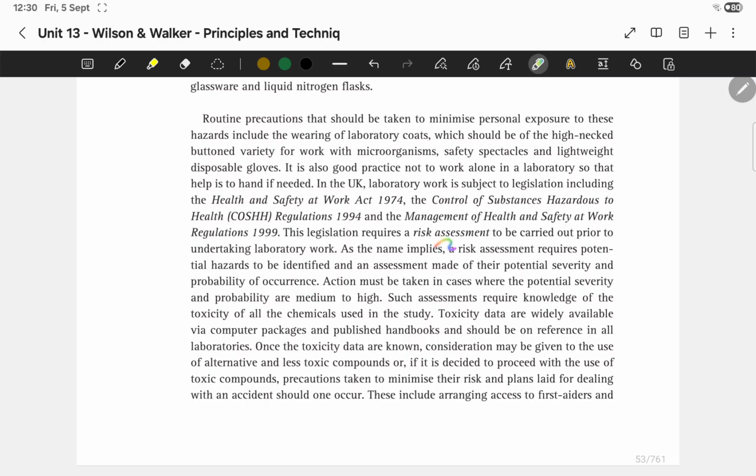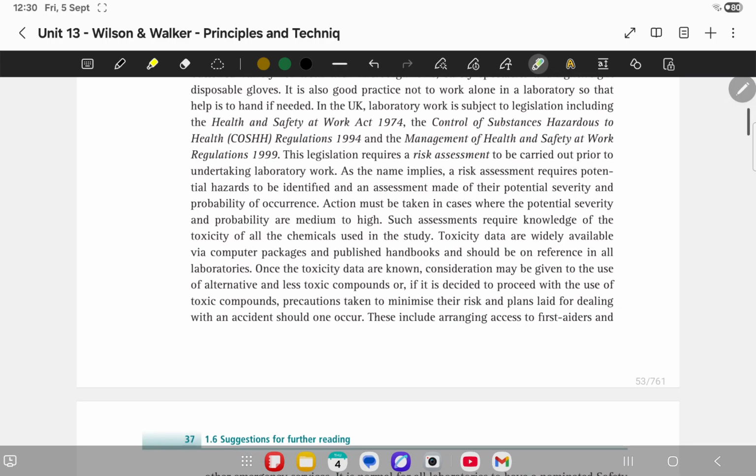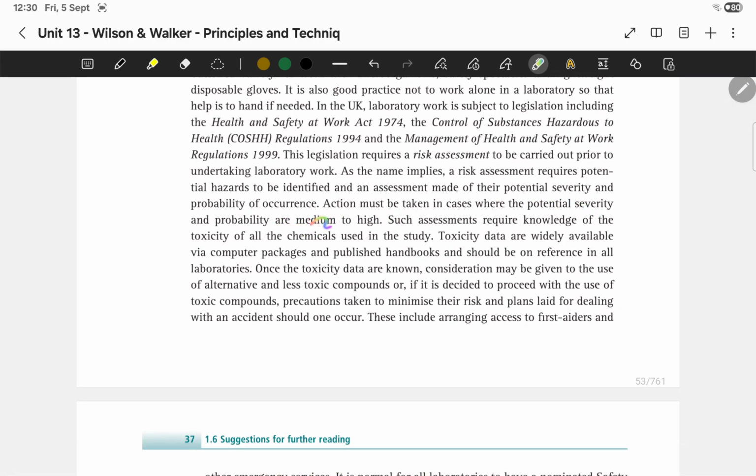This legislation requires a risk assessment to be carried out prior to undertaking lab work. As the name implies, a risk assessment requires potential hazards to be identified and an assessment made of the potential severity and the probability of occurrence. Action must be taken in cases where such potential severity and probability are medium to high. Such assessments require knowledge of the toxicity of all chemicals used in the study. Toxicity data are widely available via computer packages and published handbooks and should be on reference in all laboratories.